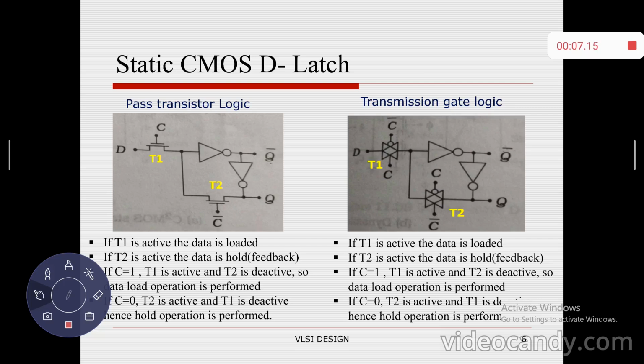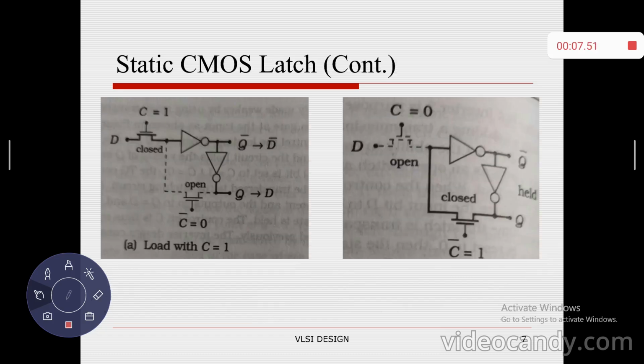So with this short summary about static and dynamic memory, latches and registers, next we are going to discuss how to design D-type latches using static CMOS logic. Kindly look at both circuits, pass transistor logic and transmission gate logic, and how they act as latches. Before that, let me explain the basic operation of pass transistor logic and transmission gate logic.